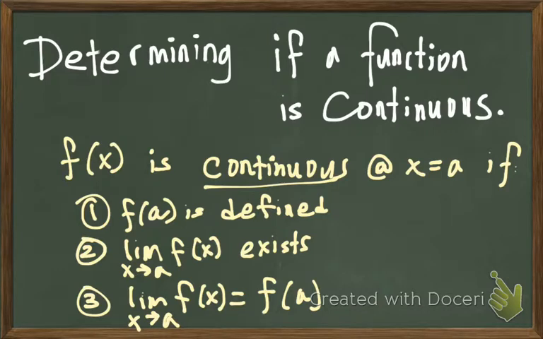Recall that a function is continuous at a point x equals a if the following three things are all true. The function has to be defined at a, the limit as you approach a has to exist, and as you approach a, you'll get the same number as you do at precisely a, meaning the previous two numbers will be the same. So let's dive in.